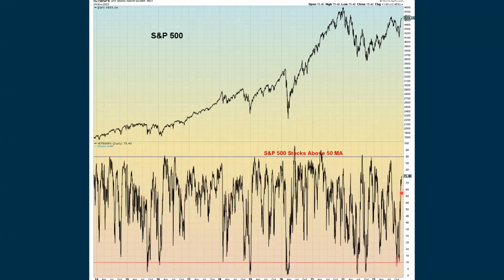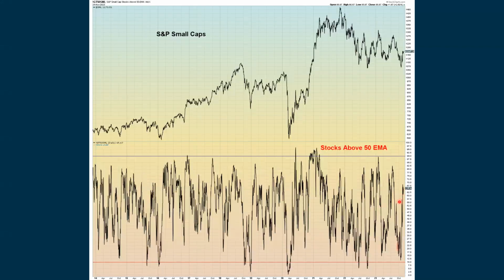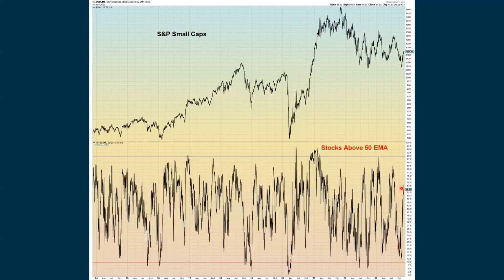Then we look at a 50-period moving average of the S&P, and this is showing improvement. We also look at a 50-period exponential moving average of the small caps, and that's showing some improvement. And then we look at the mid cap. There should be a mid cap one in here. It's looking a little better.